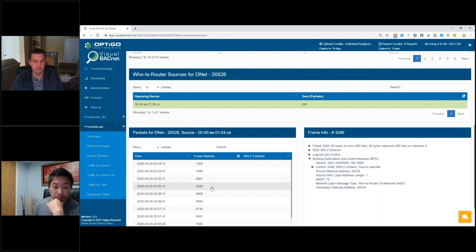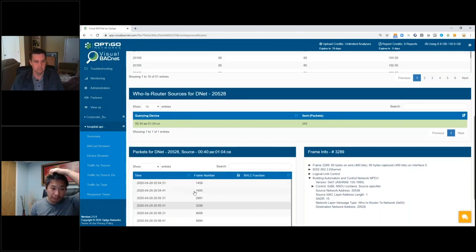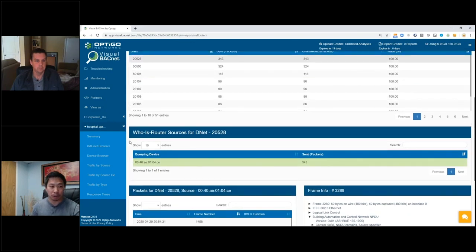So a lot of Who-Is-Router-To-Network here as well. This is different than the global Who-Is-Router, but this is saying this device is trying to send data to this network and I don't know where it is. One thing you can point out, Ryan, if you scroll up a little bit, that first table shows you the destination networks that are being requested.